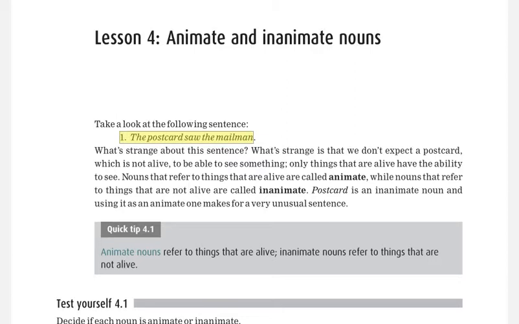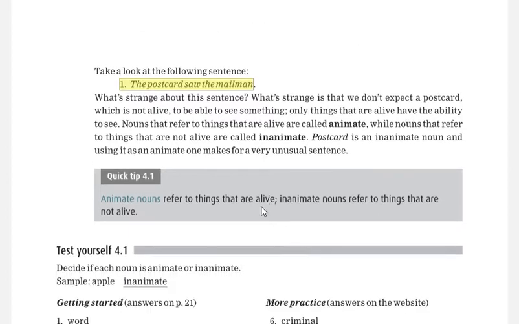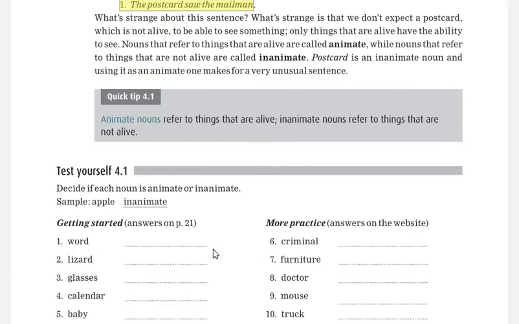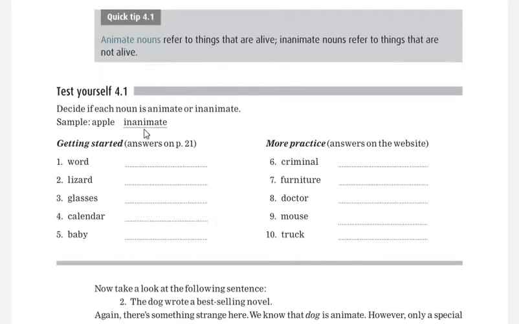So all of the nouns can be divided into animate or inanimate nouns. This is the first tip. Animate nouns refer to things that are alive, and inanimate nouns refer to things that are not alive. This is a very simple definition, and it's quite easy to understand. In the exercise, you have to tell which of these is an animate or an inanimate noun.